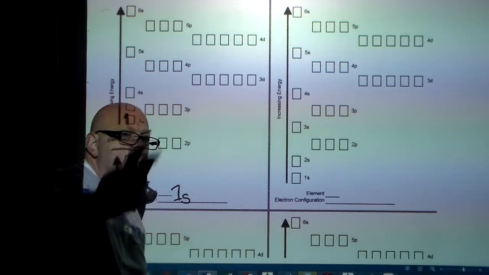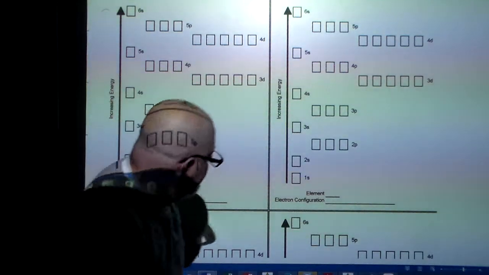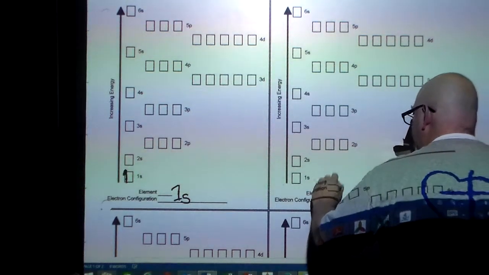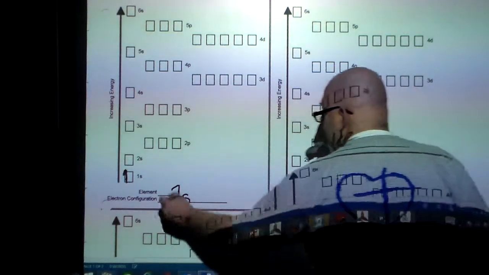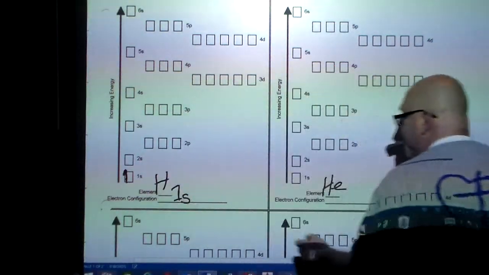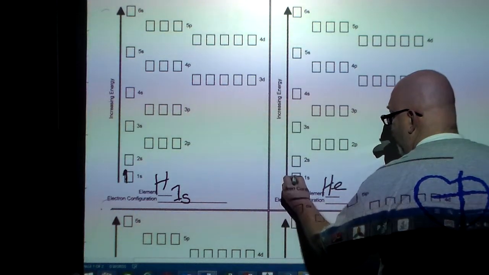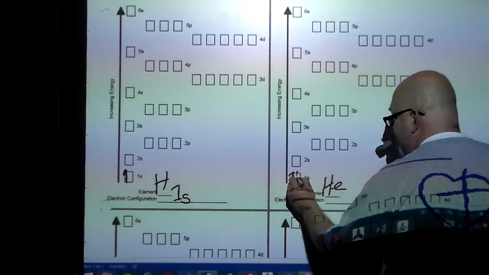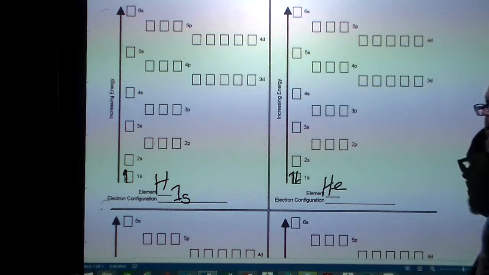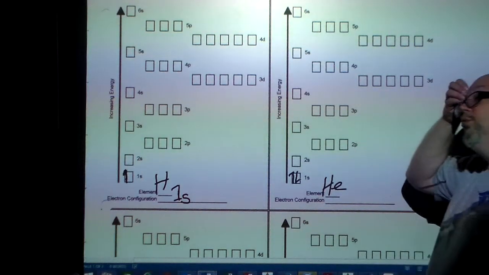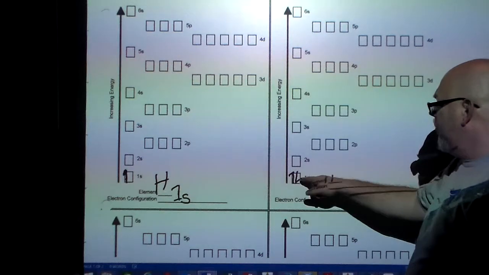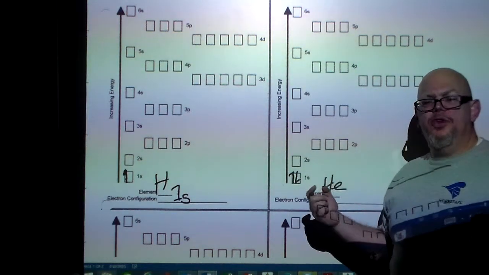Now, let's go ahead and go to helium. Helium has 2 electrons in there. So we're going to put the element here, helium. Here's the element hydrogen. So, here's the element helium. And we have 2 electrons. So, we're going to have 1 arrow like this and 1 arrow down like this. Wait a minute. Why are the arrows going opposite of each other?